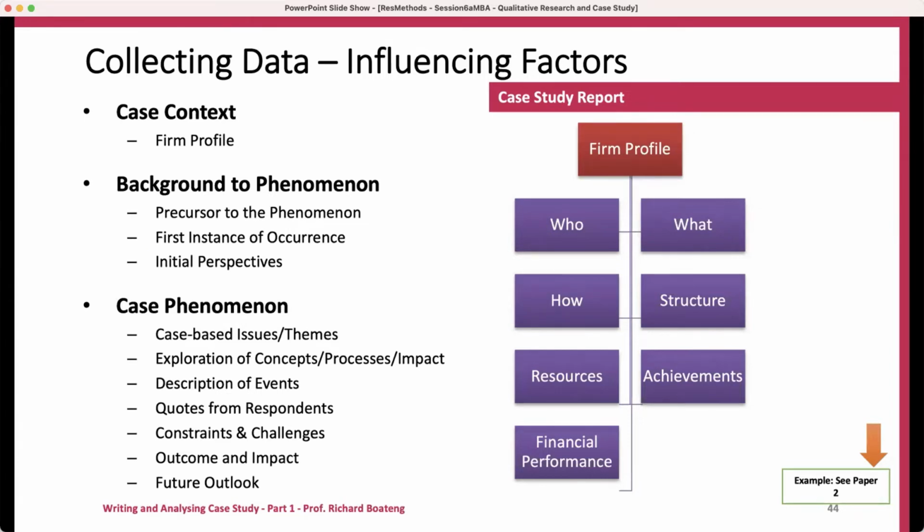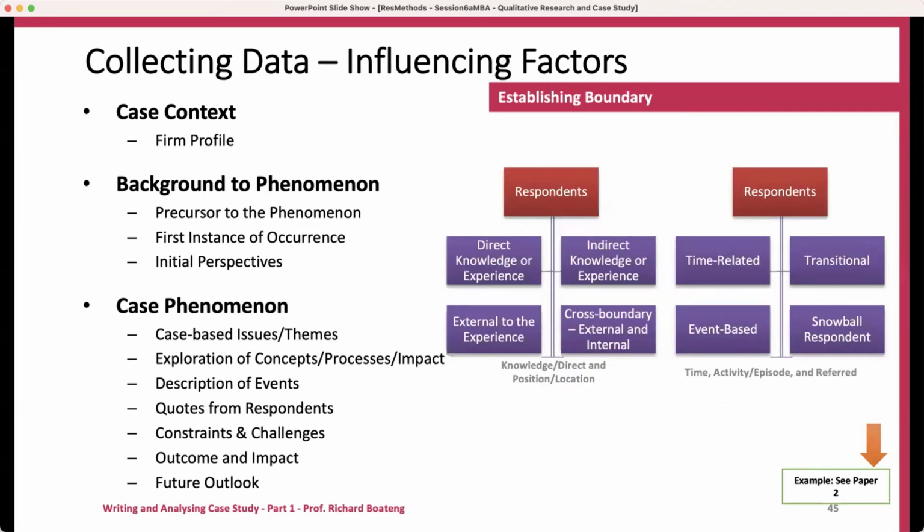Okay, so in a firm profile, all the information that's relevant to defining the firm is captured, including financial information. But the question is, who are you going to interview? There are different categories of interviewees. There are those who are internal to the issue and those who are external to the issue. So that's number one. Number two, among those who are internal, there are those who have direct knowledge about the issue, and those who have indirect knowledge about the issue.